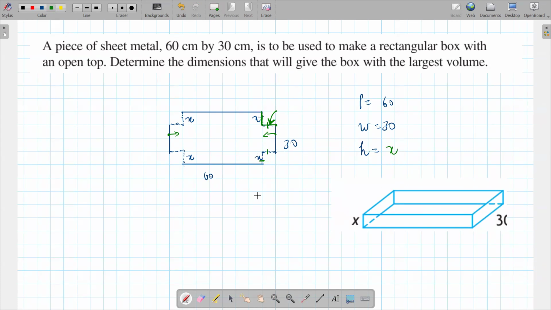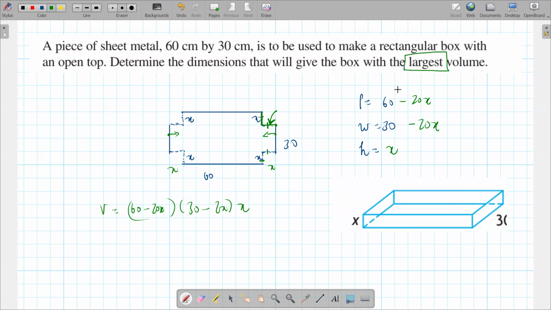So for this box, 60, we took away one x, we took away another x. The length is 60 minus 2x. For the width, it was 30. We took away this x, we took away this x. So the new width is 30 minus 2x, and x is the height. Therefore, your volume is (60 minus 2x) times (30 minus 2x) times x. You agree with that? That's our volume function.